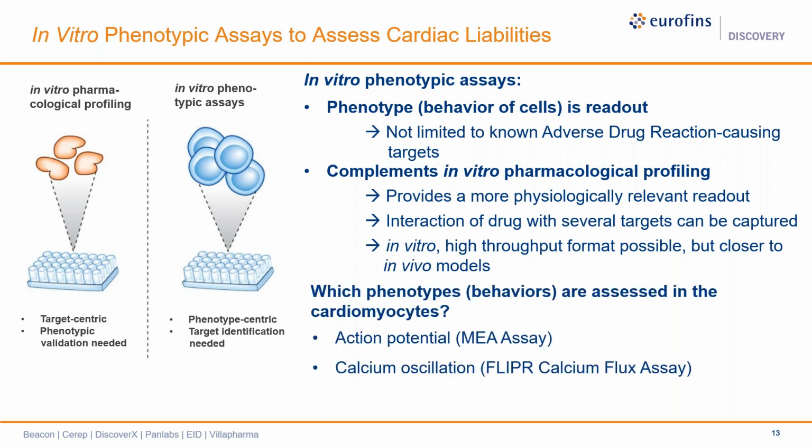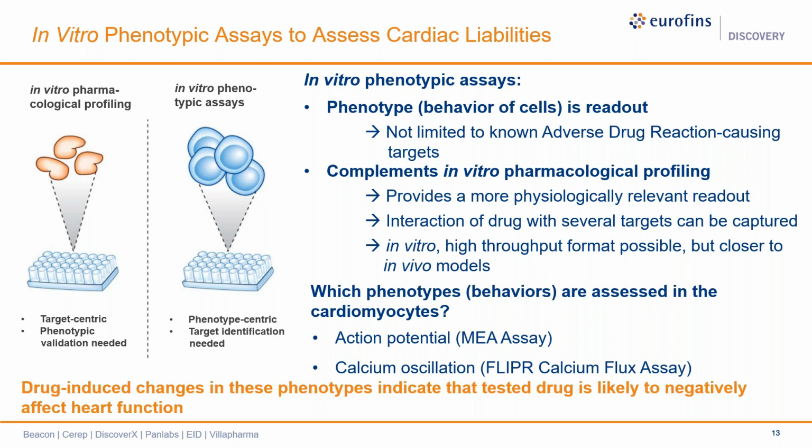So which are the phenotypes that we are assessing in the cardiomyocytes? We focus on two different phenotypes. In the MEA assay, we are measuring the action potential, and in the Flipper calcium flux assay, we measure the calcium oscillation. And importantly, drug-induced changes in these phenotypes indicate that the tested drug is likely to negatively affect the heart function.